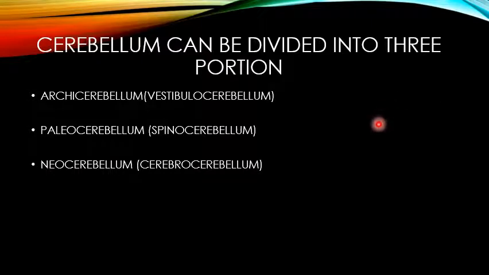Now, to know further about the cerebellum, it can be divided into three portions. First is the archicerebellum, then the paleocerebellum and the neocerebellum. The archicerebellum is also called the vestibulocerebellum. It will be more clear when we see the picture in the next slide. The paleocerebellum is also called the spinocerebellum, and the neocerebellum is also called the cerebrocerebellum.